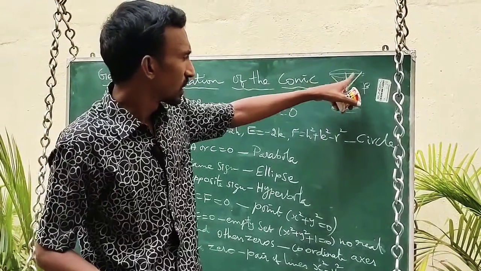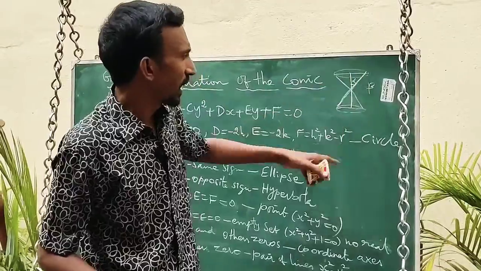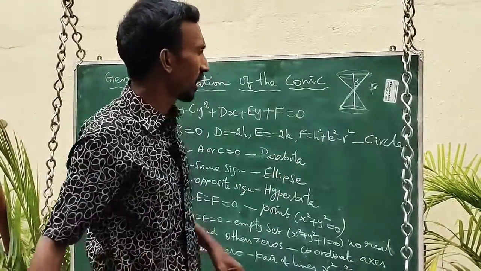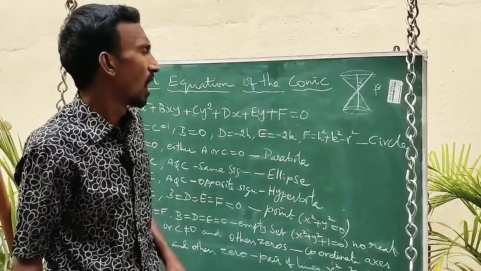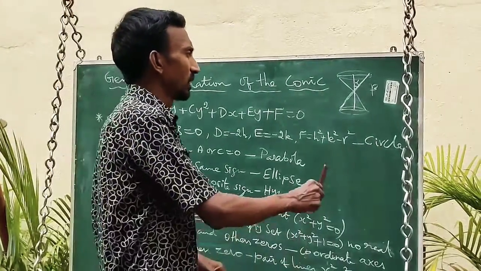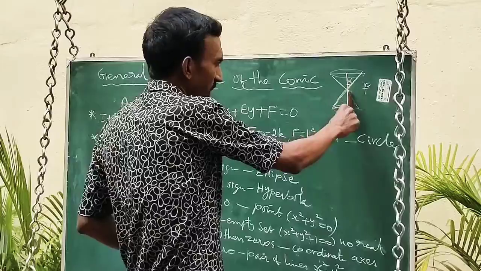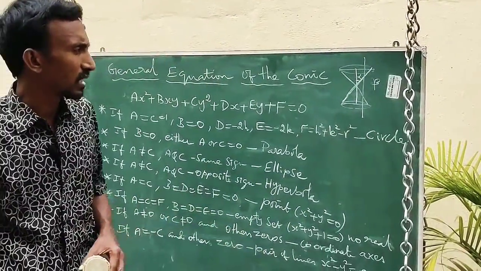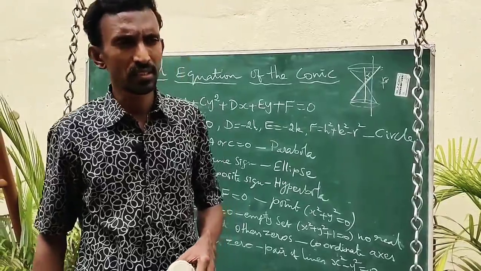Suppose the plane is parallel to the generator, then we get a parabola. And the fourth one, if we cut along the axis, we get a hyperbola. This is the geometrical description of conic sections.